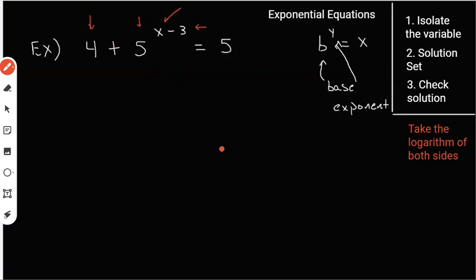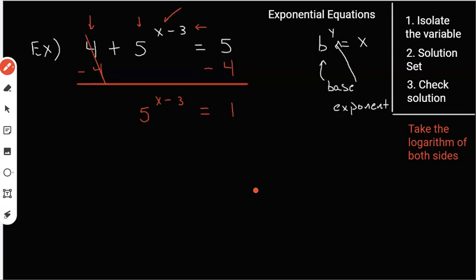The first thing I'm going to do is get rid of this positive 4. I can do that by subtracting 4 from both sides. When I do that, the 4s on the left side cancel out, and the 5 to the x minus 3 power comes down. On the right side of the equation, I have 5 minus 4, which gives me 1. So now I need to get rid of the 5 and the negative 3, because then I can get x by itself.